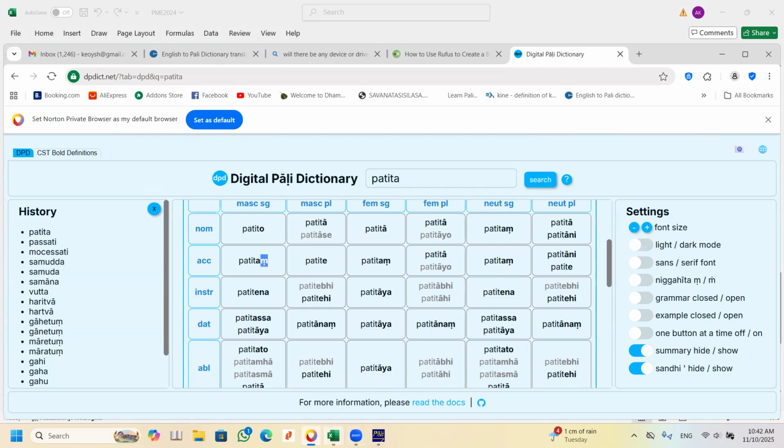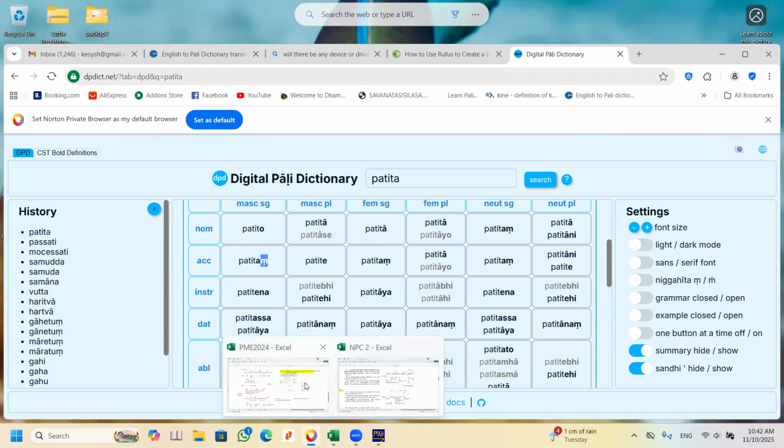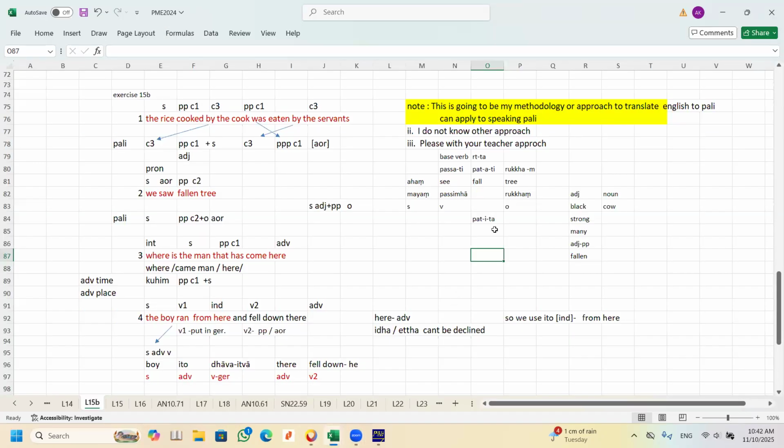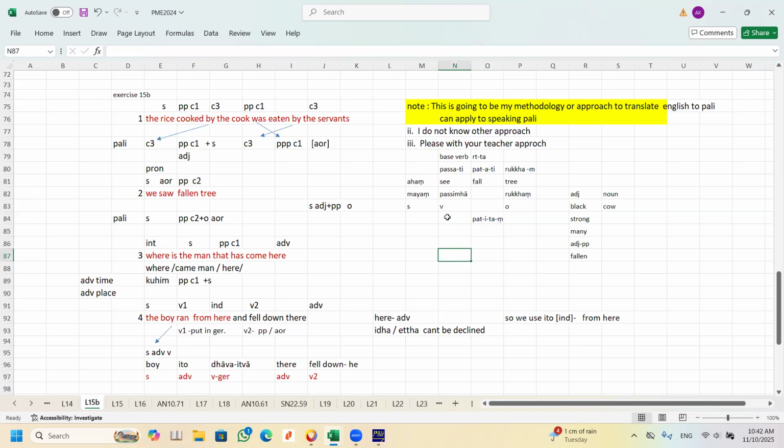So that is your job of translation. This case follows this, so you just have to add the ending there. You should start with the easy one first. You cannot do the complicated one. So technically, Mayang, Pasima, Patitang, Rukang, you should be able to translate this from English to Pali.